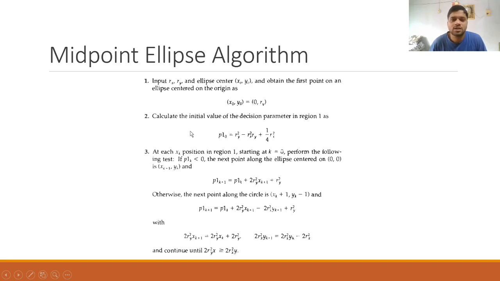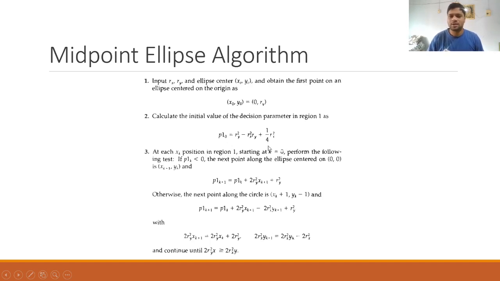Calculate the initial value of the decision parameter in region 1 given by this formula. So for the first decision parameter, we have put x0 as 0 and y0 as ry in the p1k equation, and we have derived this. So it is p10 equals ry square minus rx square ry plus 1 by 4 rx square.